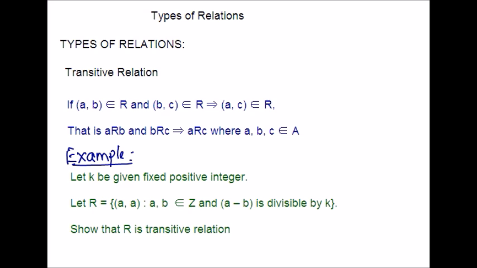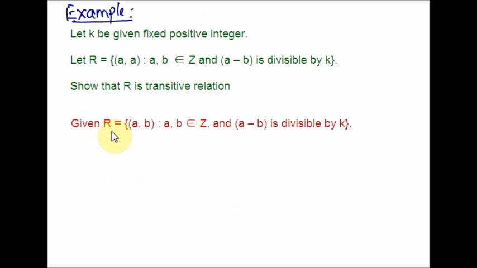Okay, first let us take down the given information. R equals {(a,b) such that a, b belong to Z and a minus b is divisible by K}. Let (a,b) belongs to R and (b,c) belongs to R. We are just assuming these because these are the conditions for a transitive relation. So we are going to start from this. So we can take a minus b is divisible by K for the first one and b minus c is divisible by K for the second one. And then we will be doing the addition.